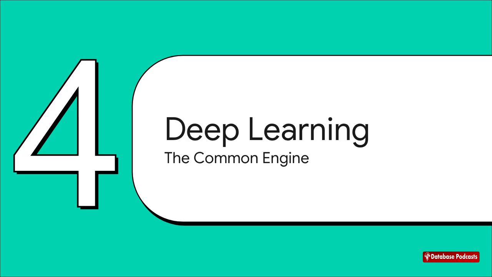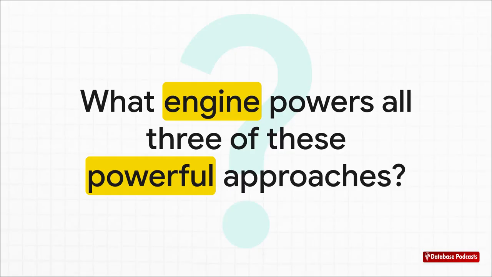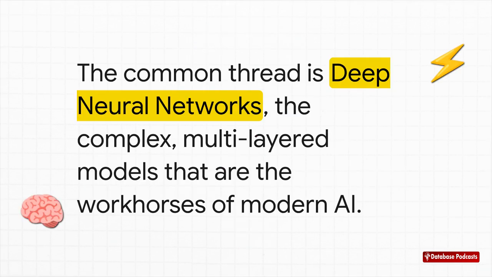So, okay, we've got these three totally different ways of learning, right? Learning with a teacher, learning by yourself, and learning by doing. But what if I told you there's one powerful piece of technology that's been like rocket fuel for all three of them? So what is that common thread? What's the engine under the hood that's driving all these incredible breakthroughs we're seeing? Whether it's recognizing images, generating text, or playing games at a superhuman level. The answer? It's deep neural networks. These incredibly complex, multi-layered models are the workhorses of modern AI, and they play a unique but absolutely critical role in all three of our paradigms.